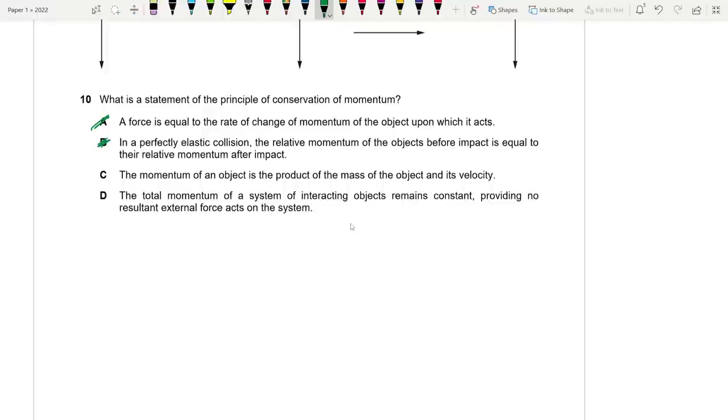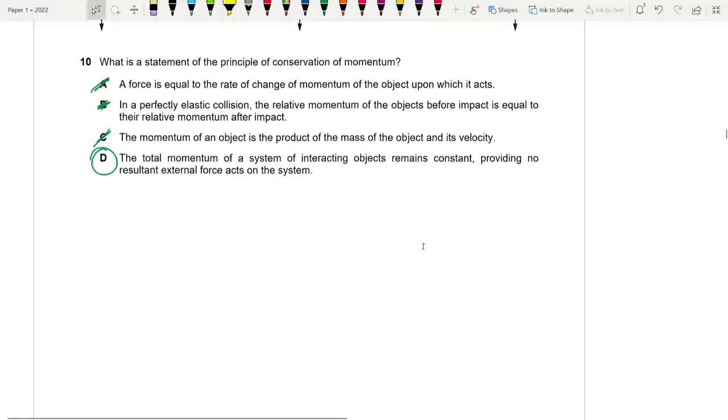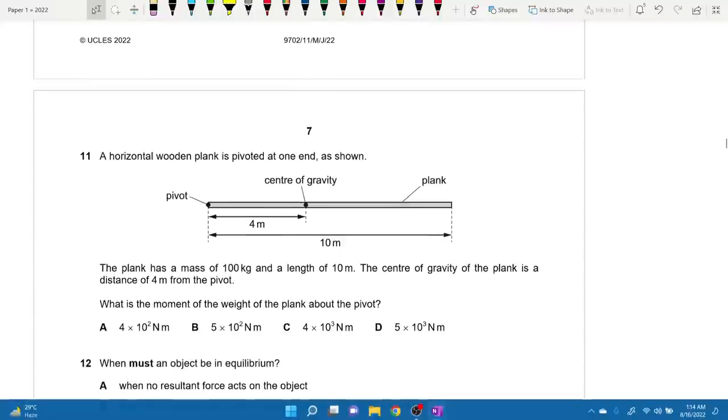The momentum of an object is the product of the mass. This is not the law. The total momentum of a system remains constant, providing that no resultant external force acts on it. D looks perfect. Alright, that's great, guys. Moving on to 11.